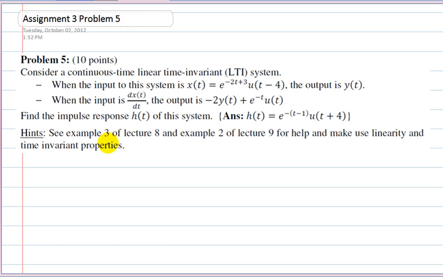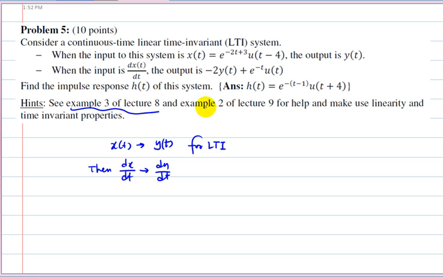In example 3 of lecture 8, what was that? Oh, right. It's basically that if x of t gives y of t for an LTI system, then dx over dt gives dy over dt. In that example, x of t is a unit step function, and it gives a certain y of t. Then we're looking for the impulse response.